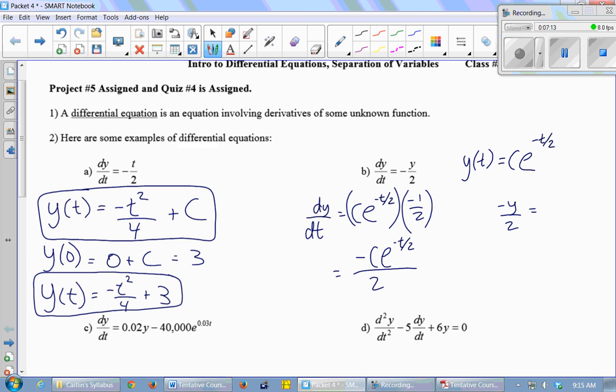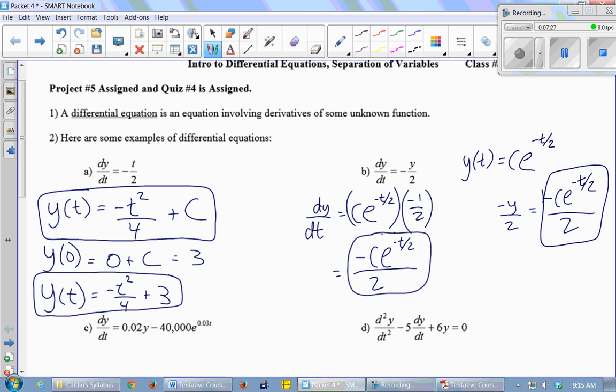All right, so there's an expression for dy dt. Let's find an expression for negative y over 2. So here's y. If I put in negative y and divide by 2, it's the same thing as dy dt. Right? That's what makes this a solution. When you plug that function in by taking its derivative on the left and putting a negative over 2 on the right, you get the same thing. That's what makes it a solution. Both sides of the equation are the same.